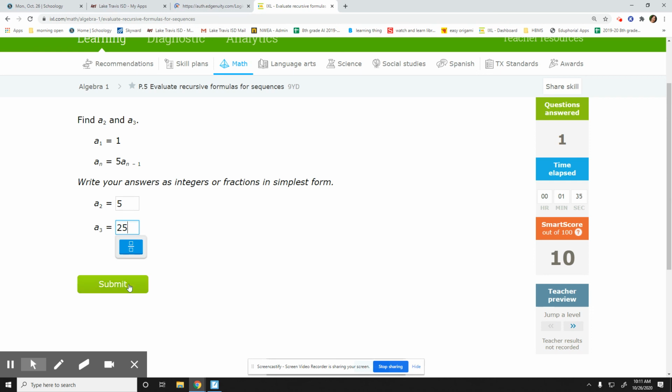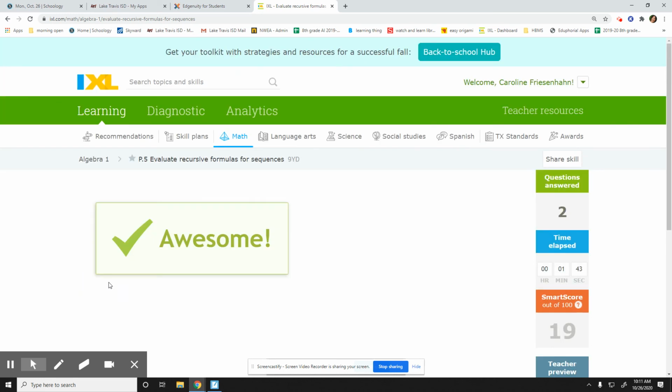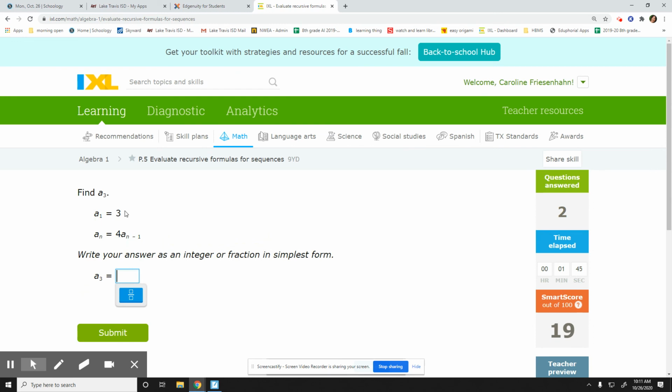Yes, Reed? Could I just take the first and second number, multiply them, and then multiply the second number again? Well, that's because it starts with 1, right? But what if you don't start with 1? So let me do one that doesn't start with 1. Okay, 3. So 4 times the one previous to this.